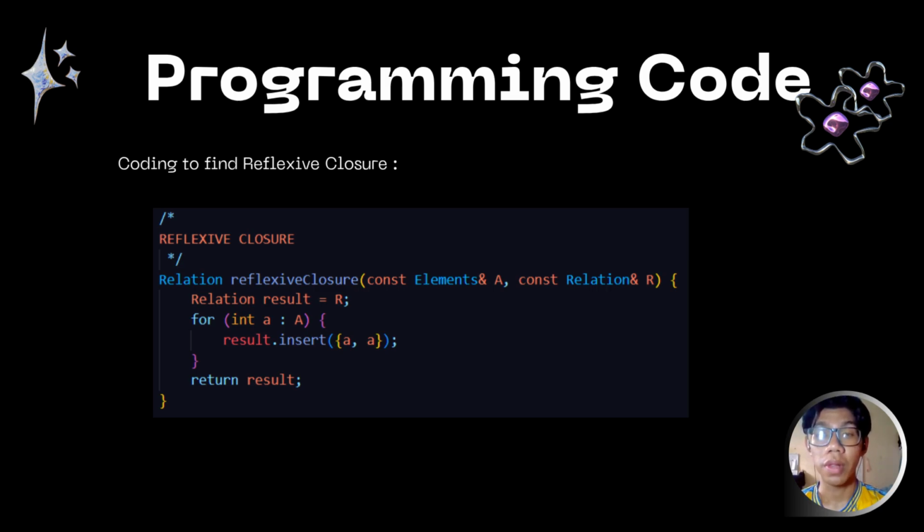Inside the loop, we will call result.insert to add the self-matching pair. Because relation is a set, we don't even need to check if the pair is already there, as the data structure automatically ignores any duplicates for us. Once the loop finishes adding all those missing self pairs, we just return the updated result.